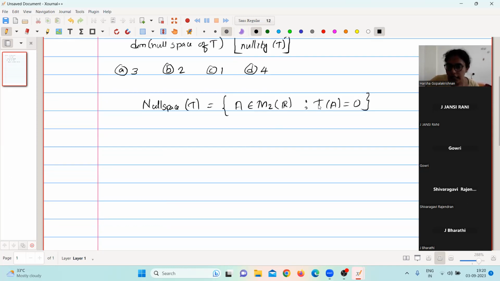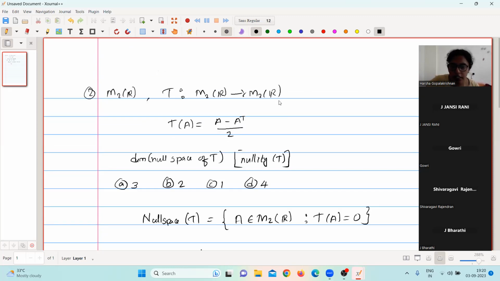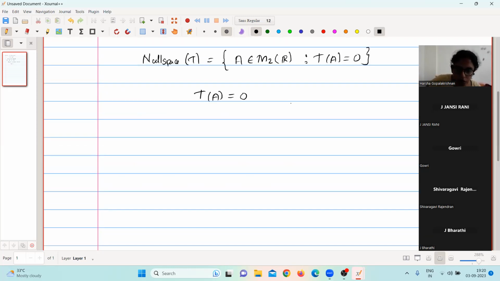Okay. Now the condition is T of A equal to 0. So let us just examine that one itself. T of A equal to 0. By definition, what is T of A? It is A minus A transpose by 2. So T of A equal to 0 means A minus A transpose by 2 equal to 0. What does this mean? A minus A transpose equal to 0, or A equals A transpose. So what is actually the null space of T? Set of all A such that A equal to A transpose.